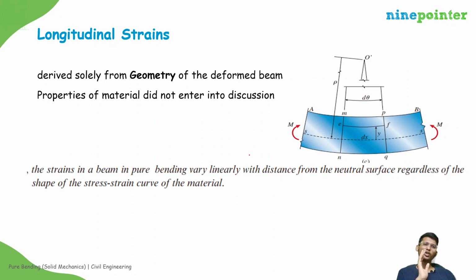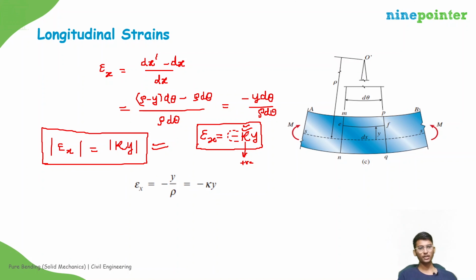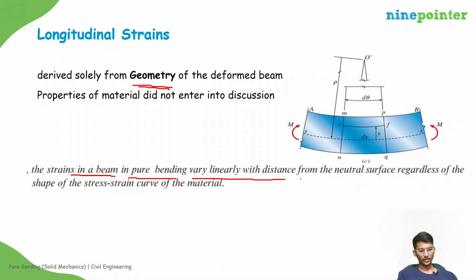If you see the longitudinal strains derivation, it is purely based on the geometry of the deformed beam, right? We just derived the longitudinal strains from the geometry of the deformed beam. We never included the properties of the material, such as Young's modulus. So we can say that the strains in a beam in pure bending vary linearly with distance. Yes, it is varying linearly with distance because kappa is constant in the pure bending case, that we will see in a future lecture. This is y, so it is varying linearly with y, with distance from the neutral surface.